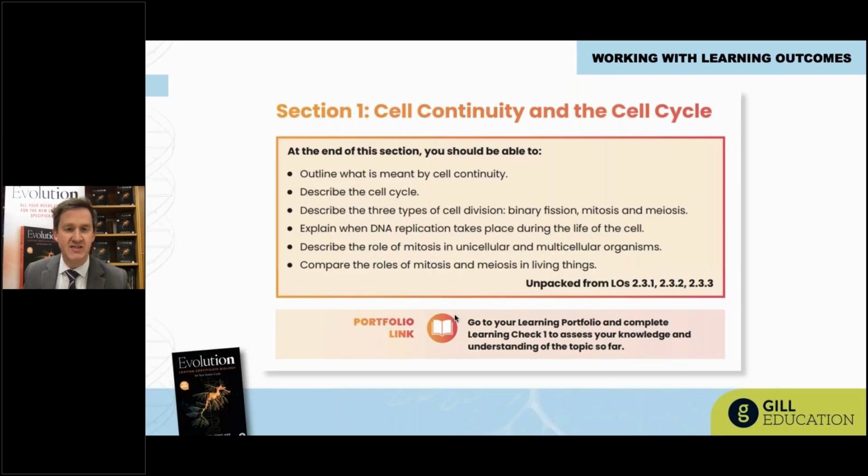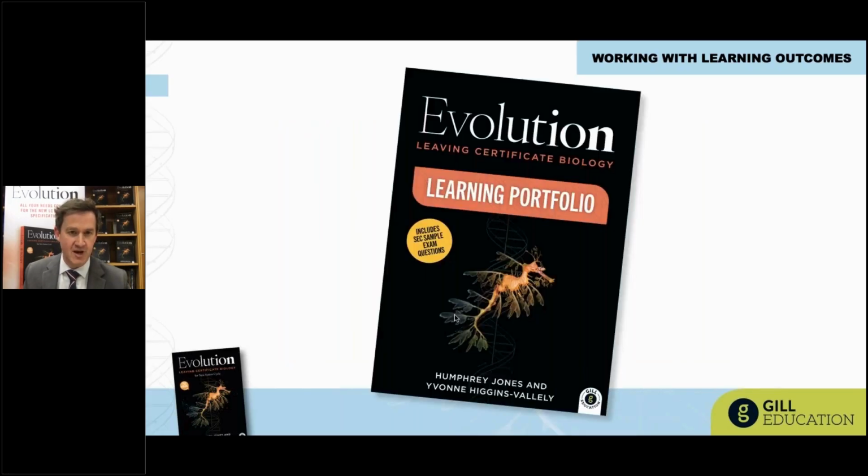And you can see here, each lesson then, we say, right, this lesson here, section 1 in cell continuity, there are learning outcomes that we've unpacked from the learning outcomes and specification listed below that. And we've been able to take it a little bit further because we broke it down into the sectional structure. We were able to provide, at the end of each section, a little portfolio link. So within our learning portfolio, which is a part of the 2-in-1 workbook that students get when they purchase Evolution, there is an assessment task directly linked to every single section.